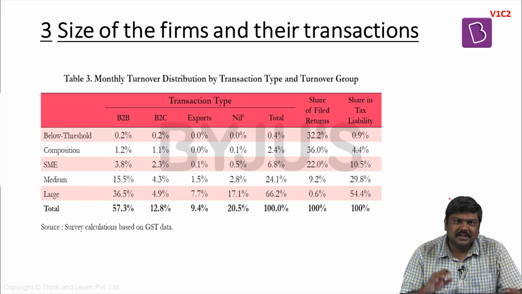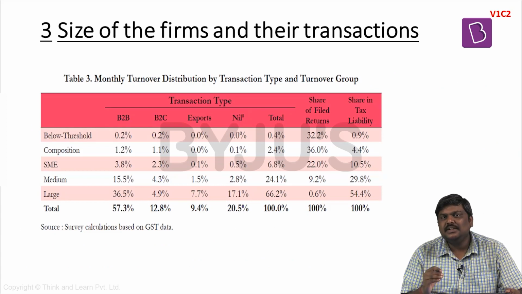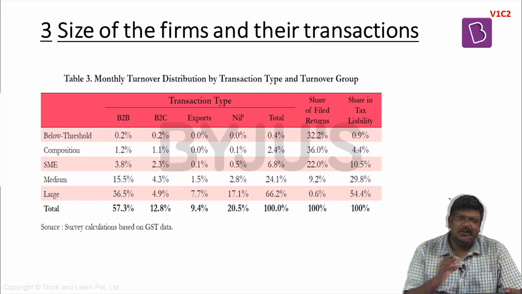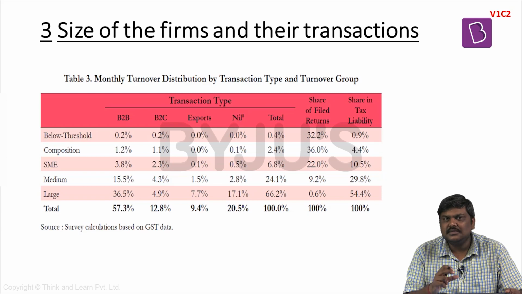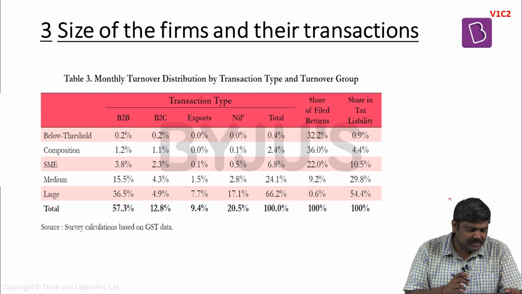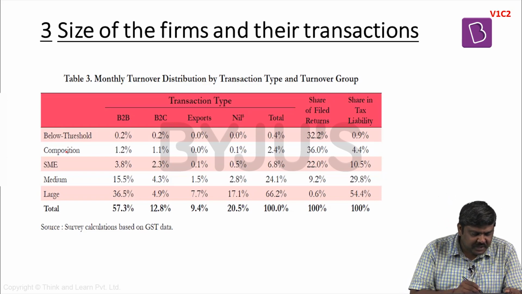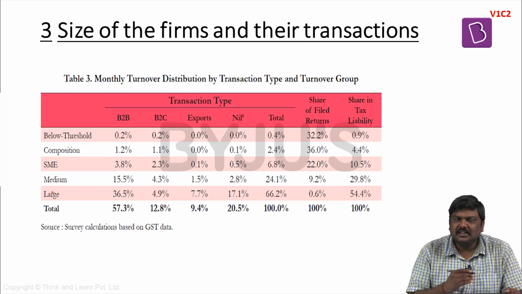The third area of discussion in this particular chapter is, with implementation of GST, we can now decipher the information on the size of the firms and the contribution of these particular firms to the GST base and in what kind of business they are involved in. This particular table gives you a very fair idea about the types of firms. For the purpose of calculation, the Economic Survey has classified the firms or the registrants under 5 types, that is below threshold, composition, SME, medium and large firm. And this particular classification has been done based on their turnover.